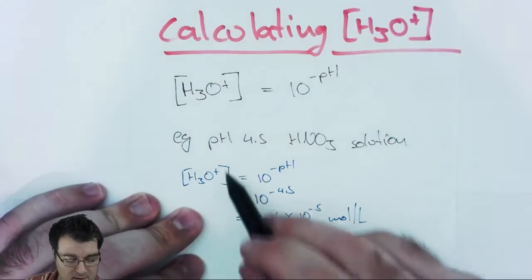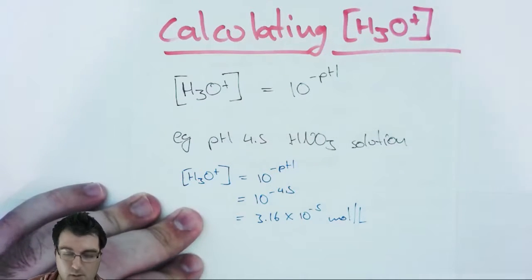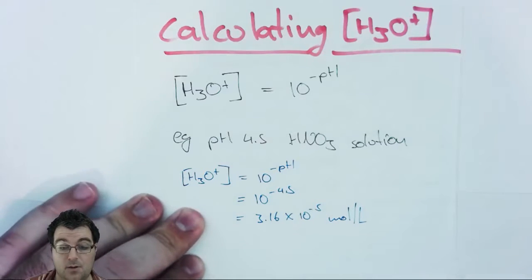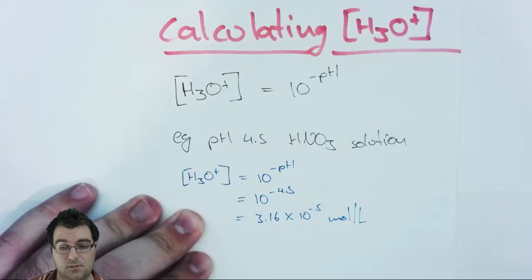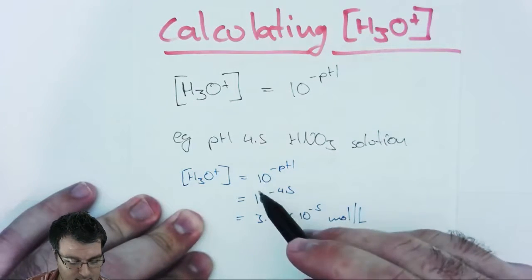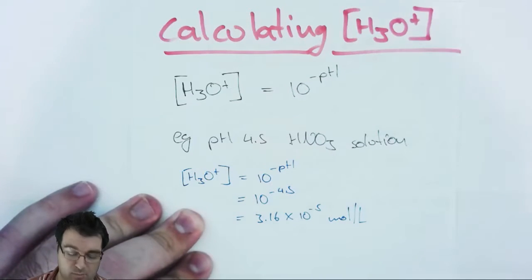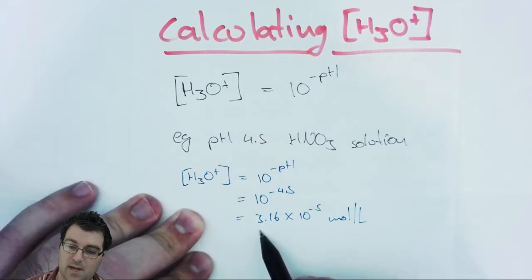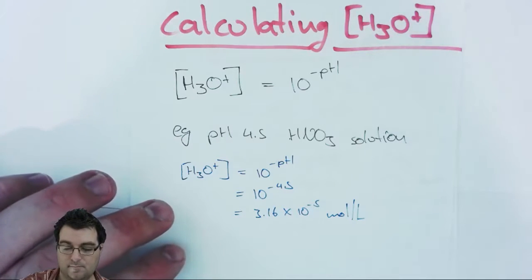So for example, if we have a pH 4.5 nitric acid solution, we can work out the hydronium ion concentration in terms of moles per litre by taking our pH 4.5 and putting 10 to the power of minus pH 4.5, which will give us a value of 3.16 times 10 to the minus 5 moles per litre.